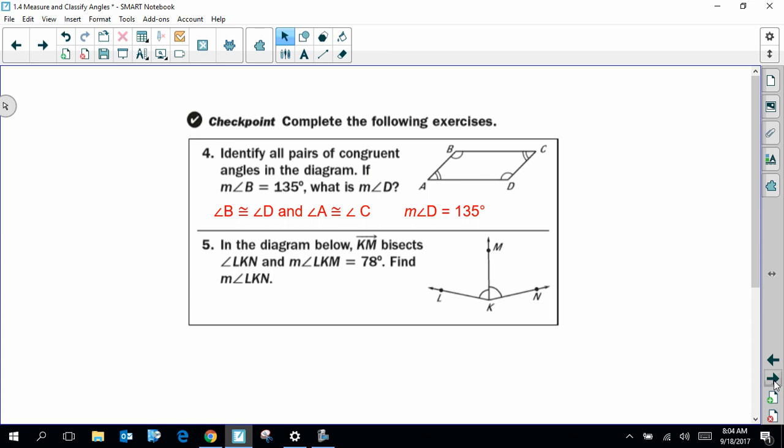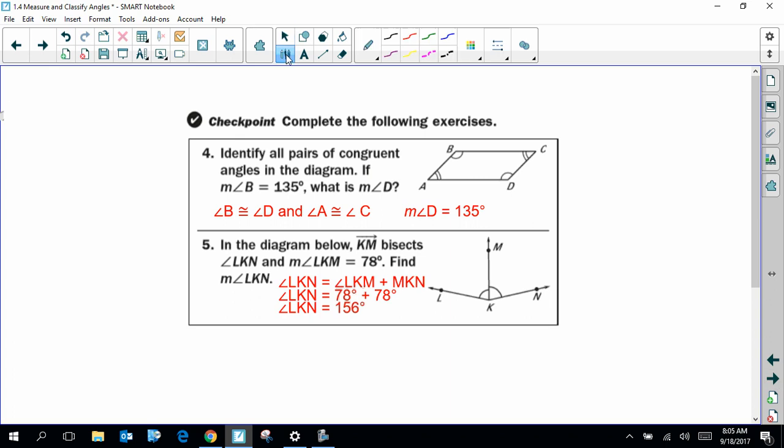And here we're saying that KM bisects the angle, and angle LKM is 78 degrees. So based off of that information, I can show that the overall angle has to be 156 degrees because, ooh, I forgot my angle symbol here. Angle MKN is also going to be 78 degrees. So add those two together, and that's where we get our 156 from.